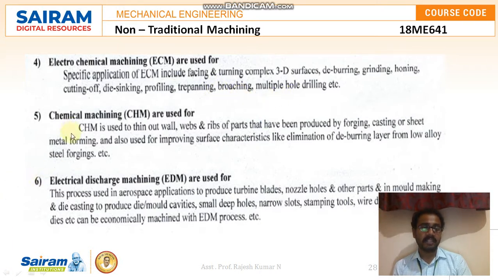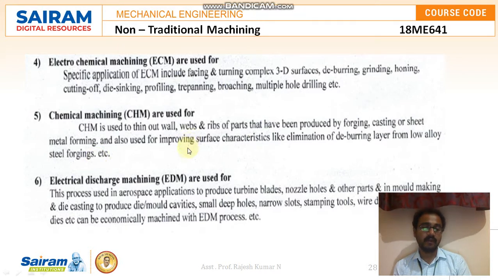And moving to the next one, the chemical machining process, which is widely used for making thin walls, webs and ribs of parts that have been produced by forging, casting or sheet metal forming. It is also used for improving surface characteristics, like elimination of the decarburized layer from low alloy steel forgings, etc.